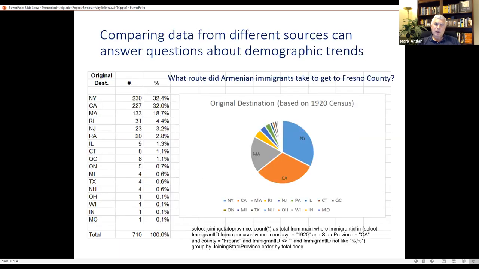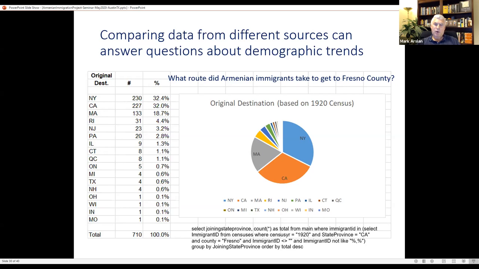There's a lot of great demographic information you can get in here by doing data mining from this information. When I did a presentation in Fresno, California, which is where my parents grew up, one of the questions I had was, did they come directly to Fresno County, or did they go someplace else first and then move to Fresno County after they'd been in the United States for a while? What I found, with a sample size at the time of about 710 individuals, is that about a third of them actually spent a few years in New York State before they came to California.